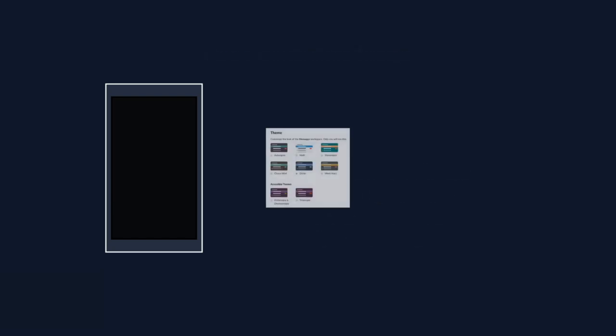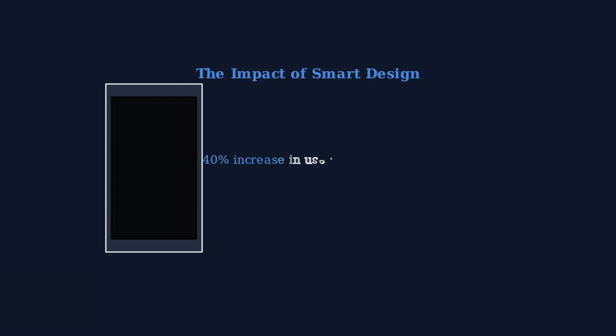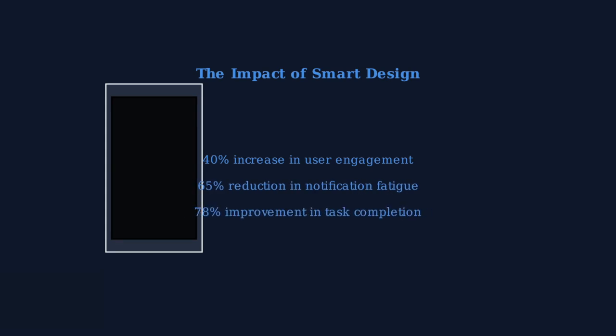User customization is crucial. Just as users can choose visual themes for their workspace, they should be able to control when, how, and which notifications they receive. The results speak for themselves. Well-designed notification systems show a 40% increase in user engagement, 65% reduction in notification fatigue, and 78% improvement in task completion rates. Smart notification design doesn't just reduce annoyance, it actively helps users accomplish their goals.